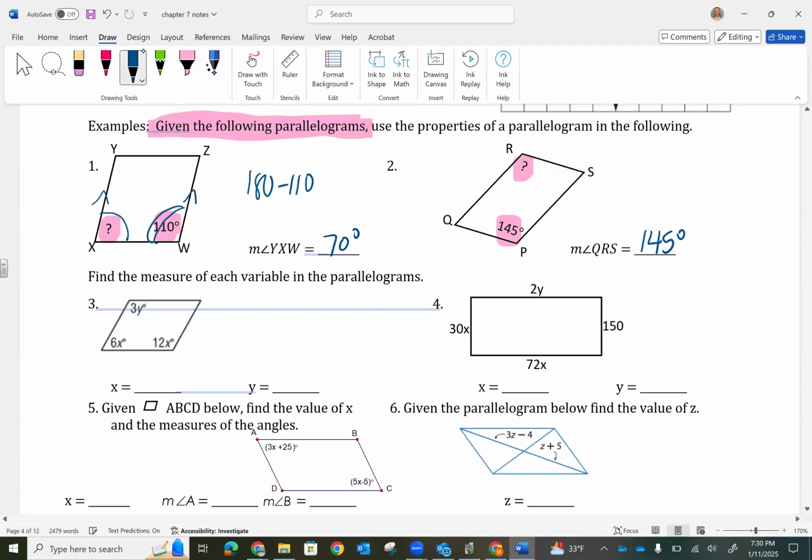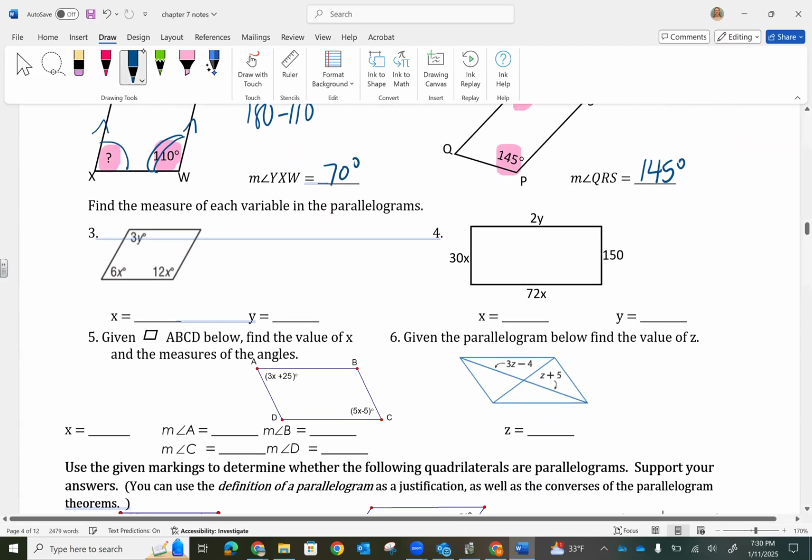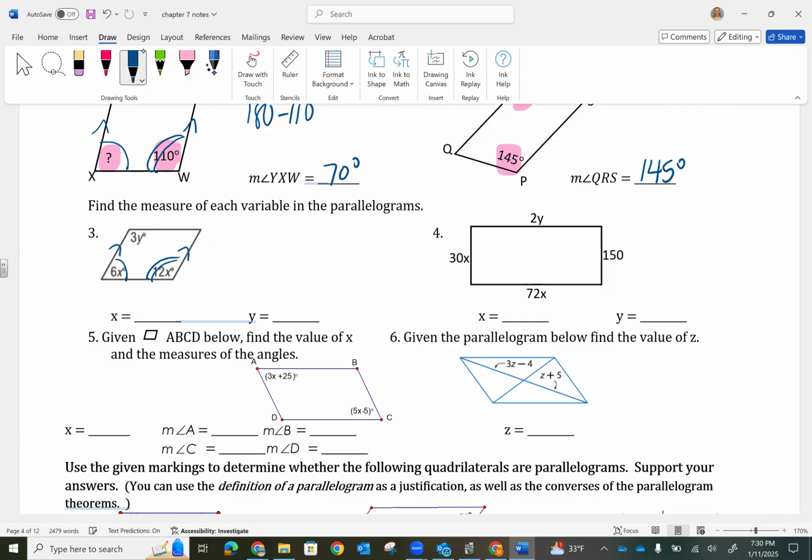Okay, so next thing, find the missing values for x and y. Well, we know lots of things are true about these angles, including that these two angles are going to be supplementary. Why? Because they're same side interior between parallel lines. So if you do 6x plus 12x, you're going to get 180. So that means 18x is equal to 180. It means x is equal to 10. So that's what x is.